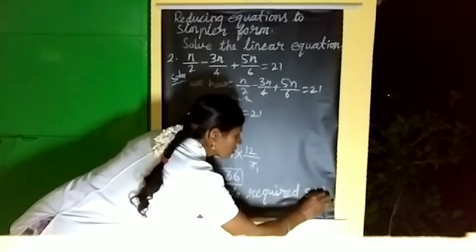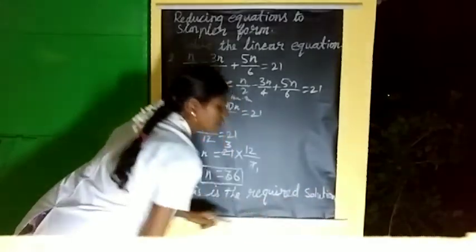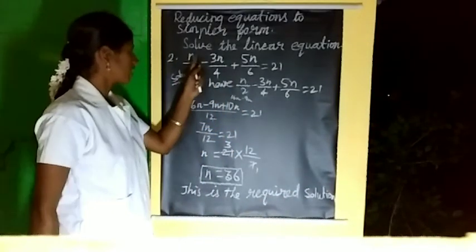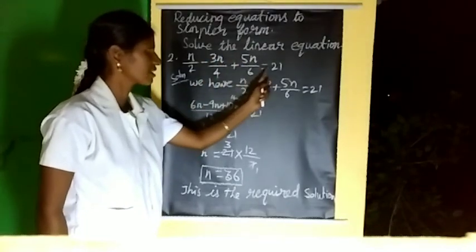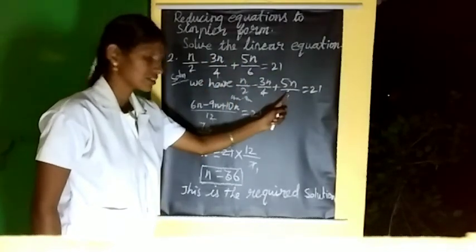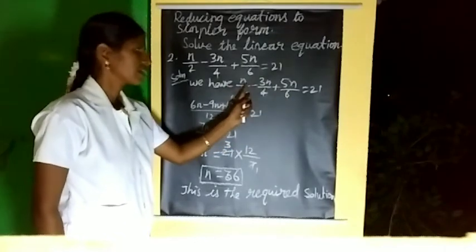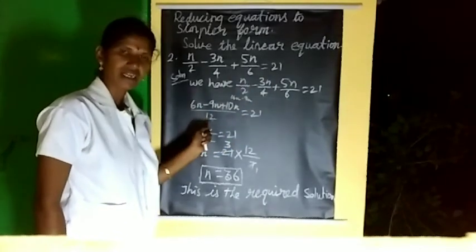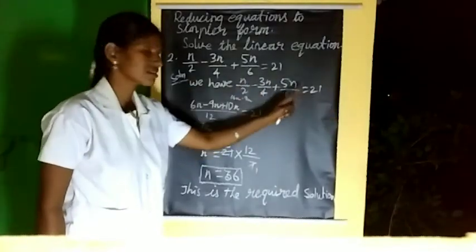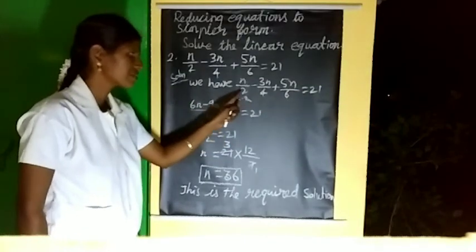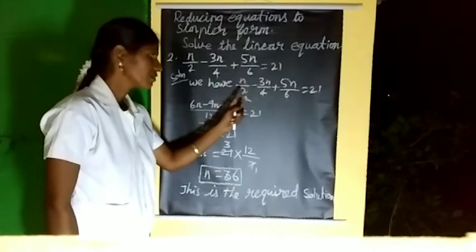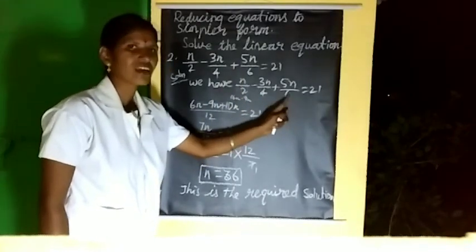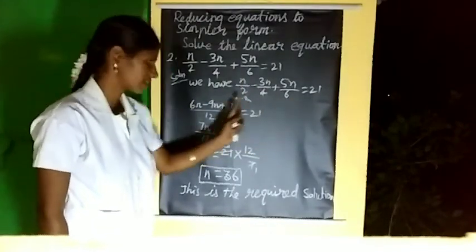Understand? How to simplify the equation? Can you understand? n by 2 minus 3n by 4 plus 5n by 6 is equal to 21. We have that only. Then here the variable is on the LHS and the number is on the RHS. So we have to find the LCM of 2, 4 and 6. Do it carefully.